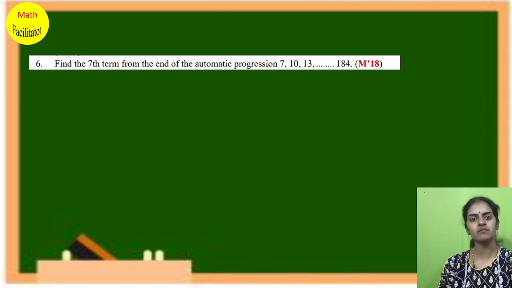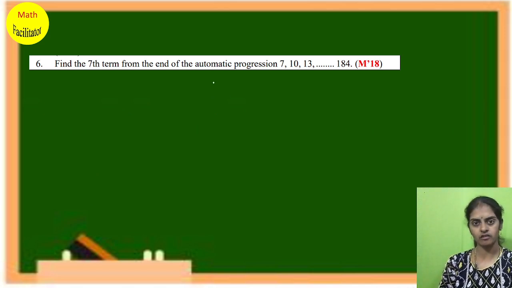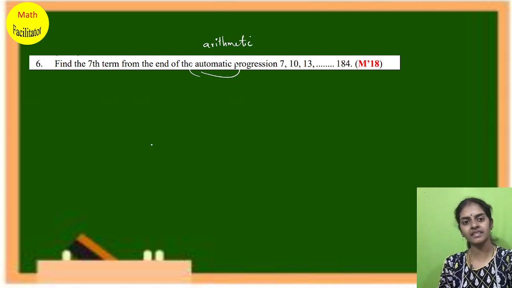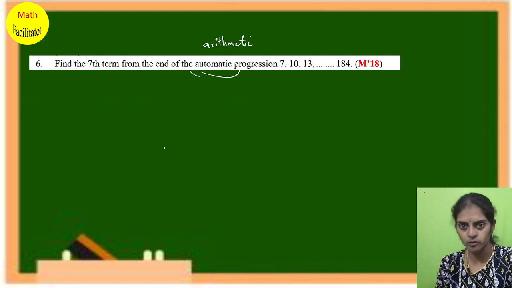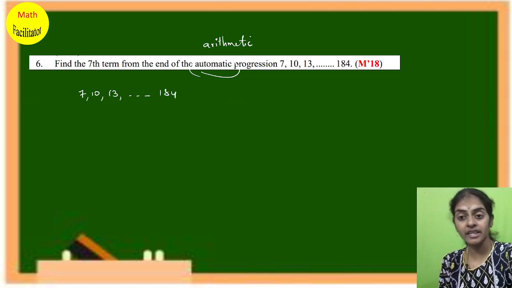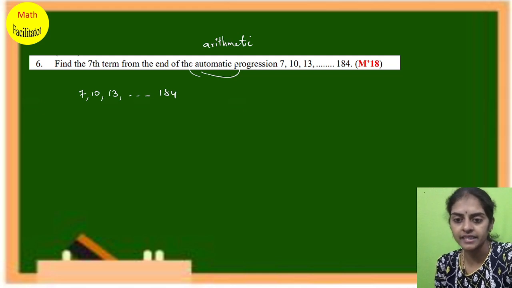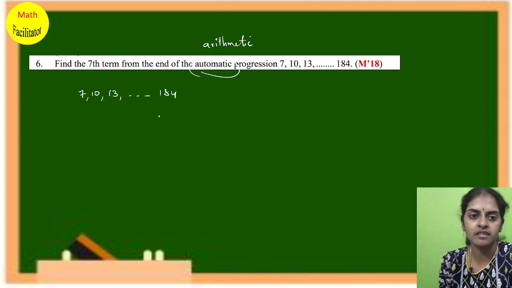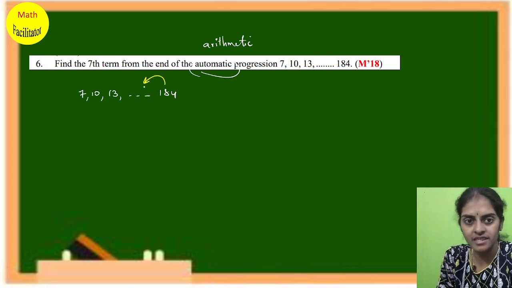Find the seventh term from the end of the arithmetic progression. What is the progression given? 7, 10, 13, and so on till 184. Now I need to find the seventh term from the end. So how can I find this seventh term from the end? From here I want the seventh term.